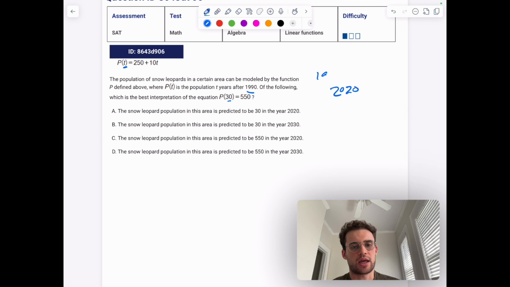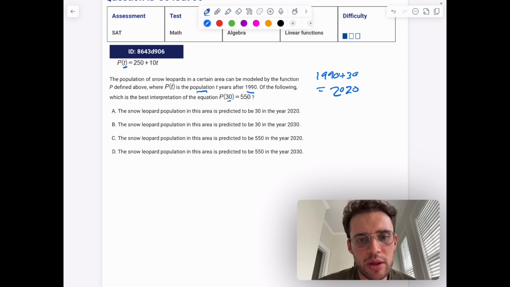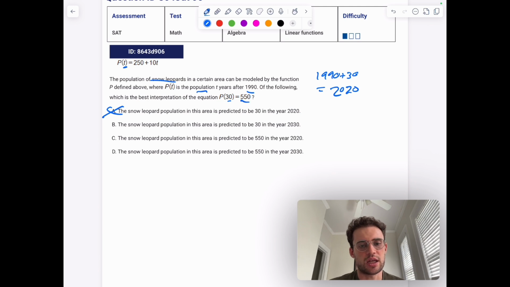You can write that as 1990 plus 30 equals 2020. So essentially, it's going to be predicting the population of snow leopards in 2020 to be 550. So the snow leopard population in the area is predicted to be 30 in the year 2020? No, it's predicted to be 550. 30 is the number of years after. No, it's not 30. The snow leopard population in the area is predicted to be 550 in the year 2020.